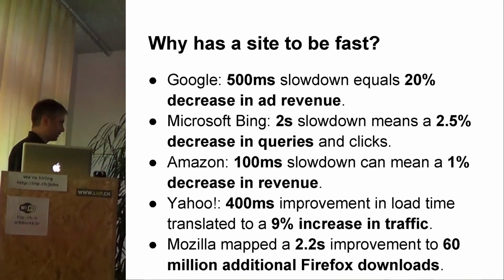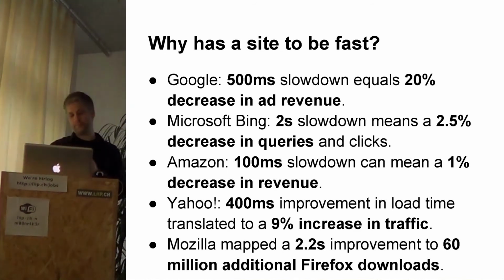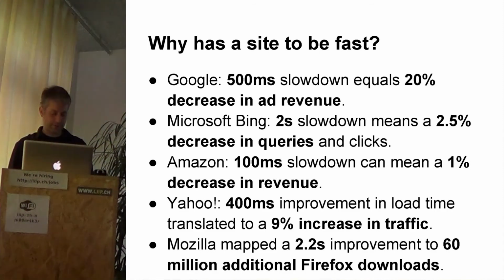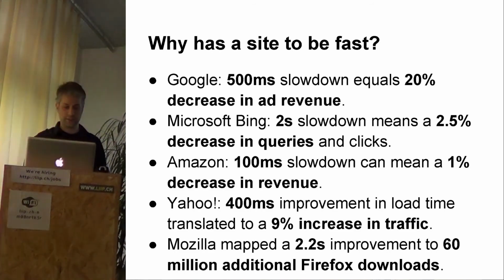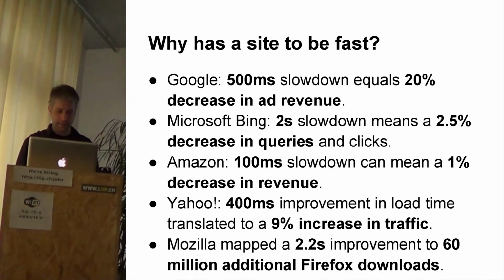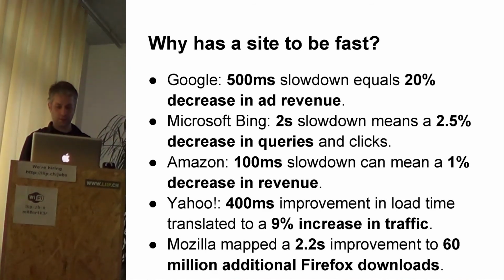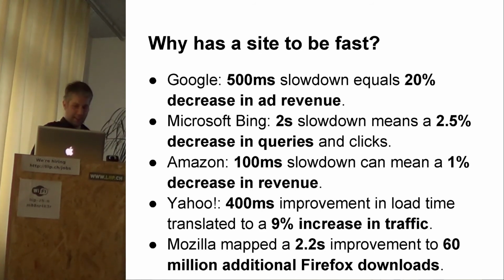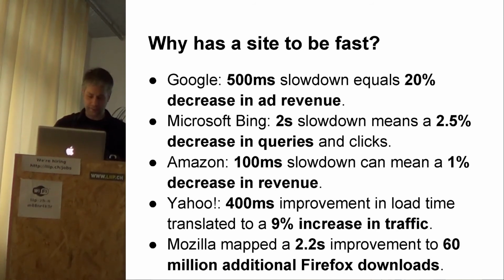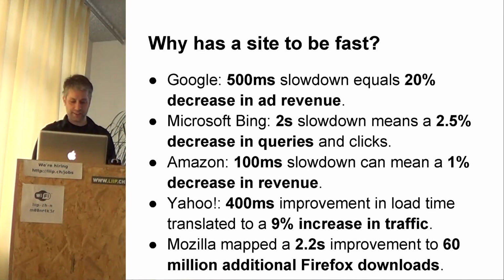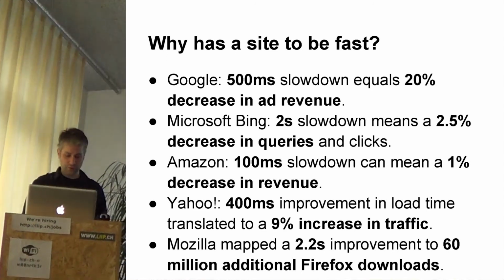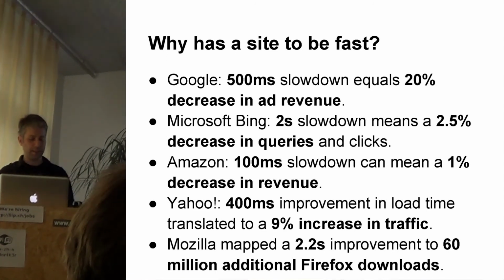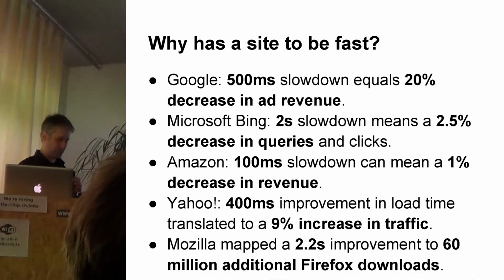So why has a site to be fast? There is some research on that. Google measured that if our site is 500 milliseconds slower, then we have 20% less revenue. Microsoft: a 2 seconds slowdown means a 2.5% decrease in queries. I don't know how slow Bing is usually. Amazon measured that with a 0.1 second slowdown, they have a 1% decrease in revenue, which is quite a lot for Amazon, I guess. Yahoo had a 9% increase in traffic with a 400 milliseconds improvement, and Mozilla had 60 million more Firefox downloads because their site was 2.2 seconds faster.